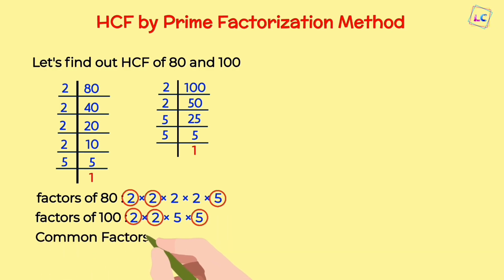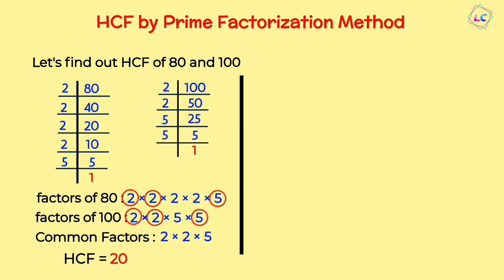Here common factors are 2, 2, and 5. Now we can write common factors as 2x2x5. To get the final result, multiply all the common prime factors. So, 2x2 is 4, and 4x5 is equal to 20. So, the highest common factor, HCF of 80 and 100, is 20.